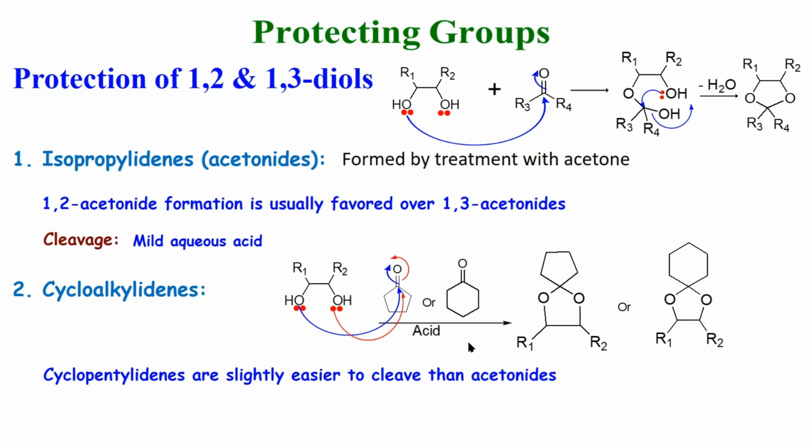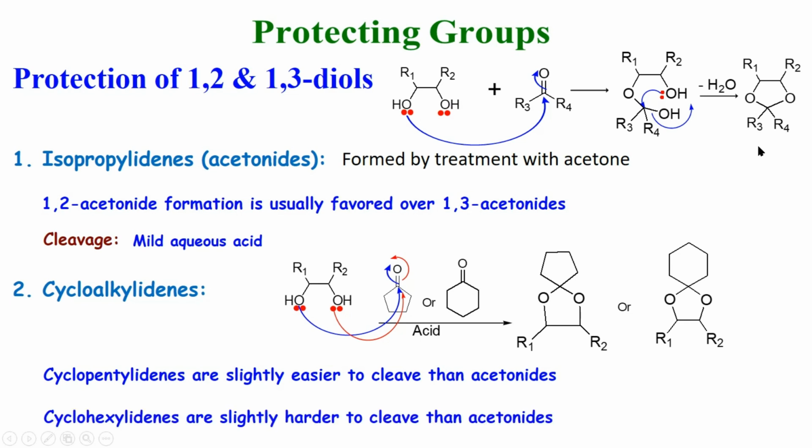Cyclopentylidines are slightly easier to cleave when compared to acetonides, which has been shown in the previous reaction over here. Cyclohexylidines are a little more difficult to cleave than acetonides. These are the salient features of protection in the form of cycloalkylidines, that is cyclopentylidines and cyclohexylidines. They can also be cleaved by using mild aqueous acids.